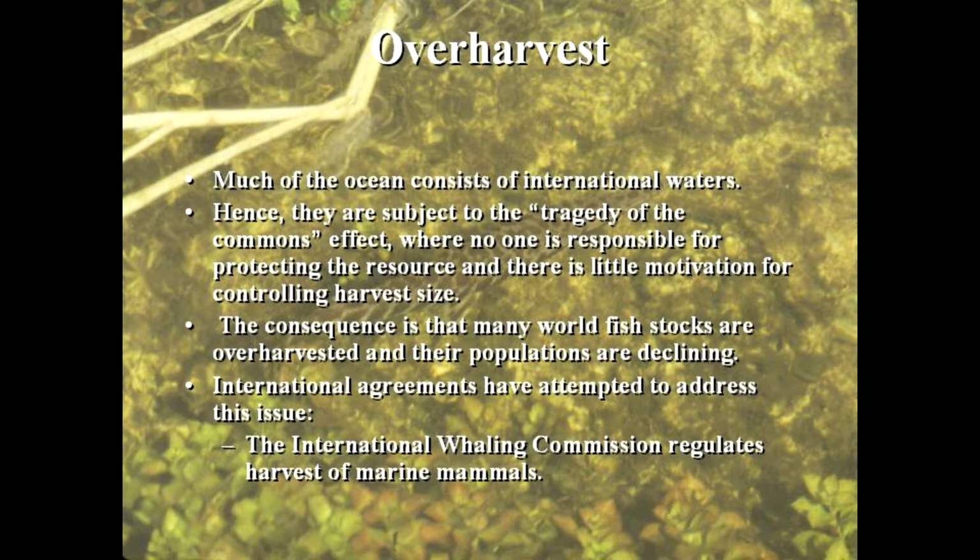There's little motivation for controlling harvest size in these commons areas, and so consequently overharvest has been an ongoing problem. Within continental U.S. waters, it is a different story because there are regulations that are enforced to control the rates at which marine species are caught. And so that leads to sustainable fisheries. But outside of that jurisdictional limit, again, it's been rather a free-for-all.